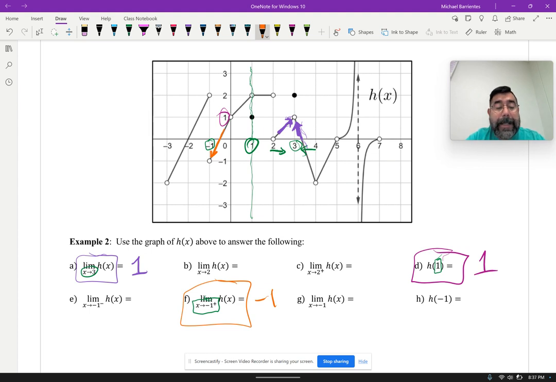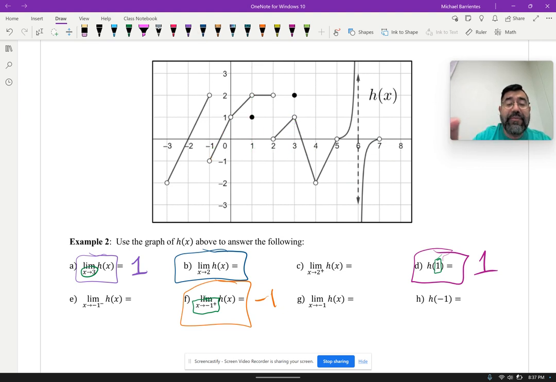We'll do one more. How about letter B? Letter B is asking us to find the limit of h of x as x approaches 2. So if you don't mind, I'm going to get rid of some of these colors so we can focus on what we're looking at here. As x approaches 2, so this is a limit. That means I need to worry about coming from left or right. In this case, it's not specific if it's left or right, so I have to come from both sides.